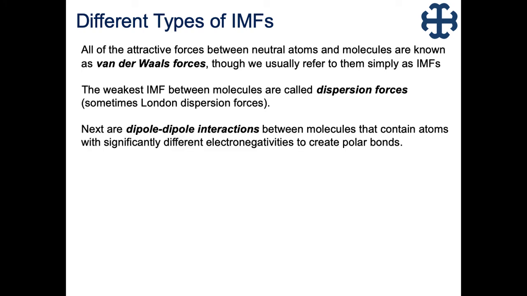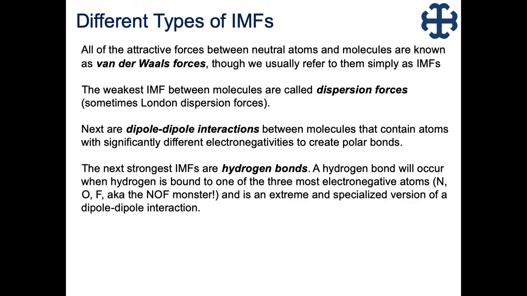Next up, we have dipole-dipole interactions. These are intermolecular forces between atoms with significantly different electronegativities that create polar bonds. Okay, and so that's our next strongest. Next up, and the strongest for covalent molecules, are hydrogen bonds. A hydrogen bond, as the name would imply, involves hydrogen, but it is when hydrogen is bound to one of the three most electronegative atoms, which are nitrogen, oxygen, and fluorine. You could also call that the Knopf monster, if that helps you remember. This is basically an extreme version of a dipole-dipole interaction, where a specific set of elements leads to this very extreme dipole, and thus we call it a hydrogen bond.